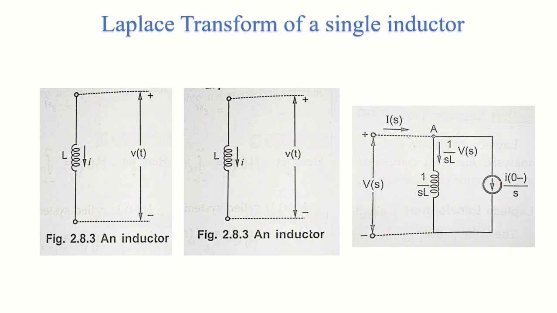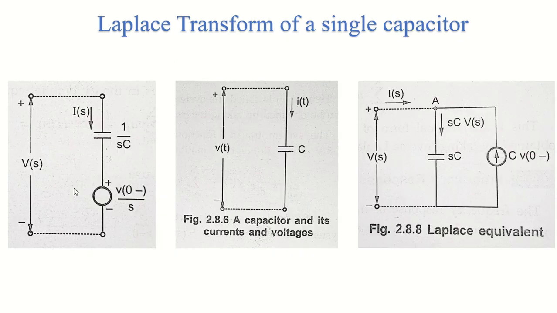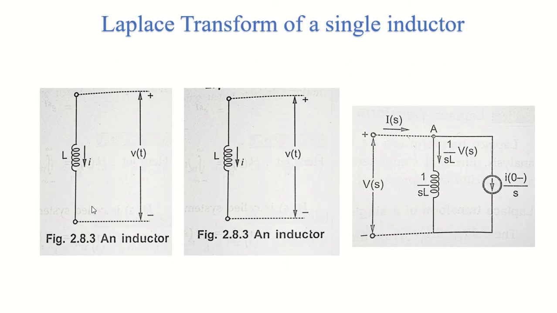So come back here and see the first image. In the first image you can see the product of initial current and inductance, L into I 0, will form the voltage source, as you can see in this first image here. This V of 0 was forming the voltage source, so here we will have L into I 0 forming my voltage source, and the inductor will become sL in the Laplace domain. Initially the inductor was L, voltage was V of t, current was I.